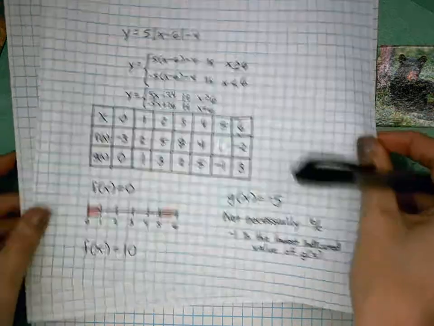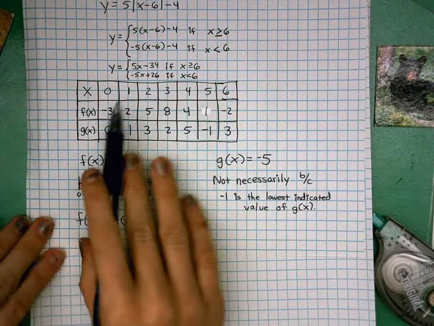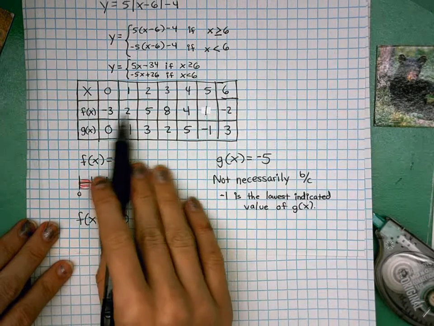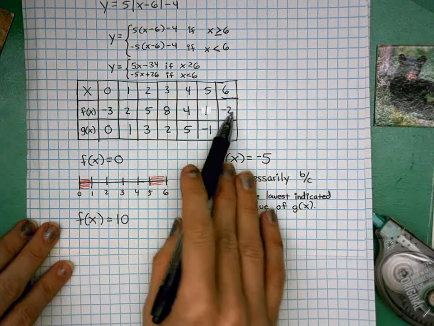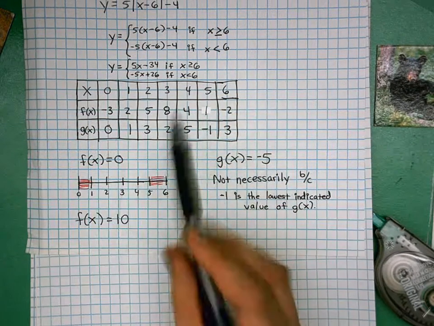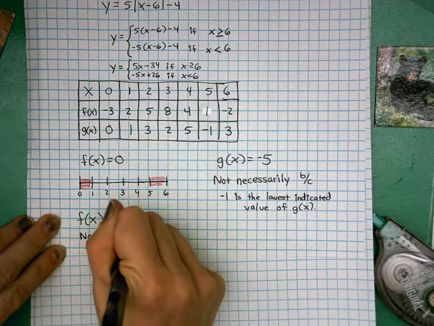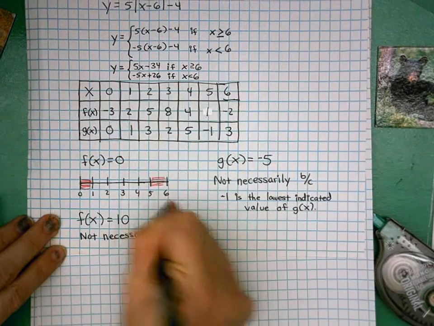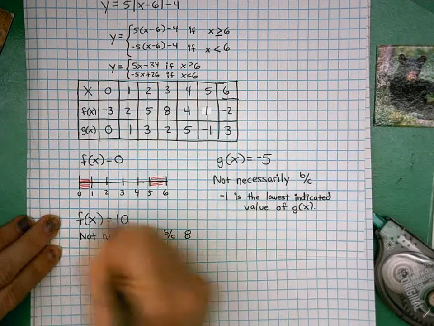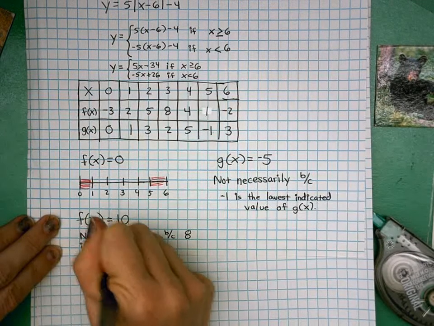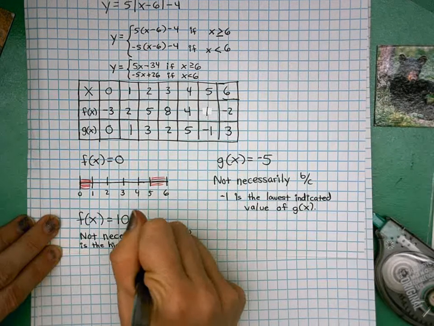Okay, well, if I'm looking for where does f of x equal 10, f of x goes from -3 to 2, 10's not there, 2 to 5, nope, 5 to 8, nope, 8 to 4, nope, 4 to 1, nope, 1 to -2, nope. No matter which interval you're looking at, 10 never has to lie between there. So it's a very similar answer to the last one, because 8 is the highest given value of f of x.